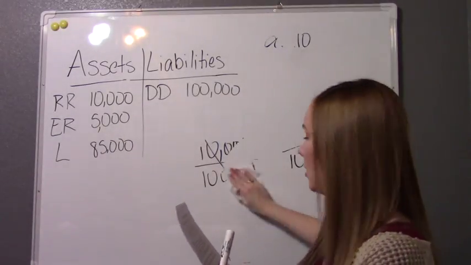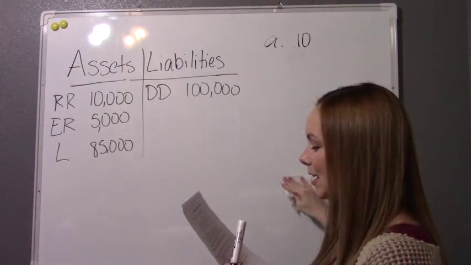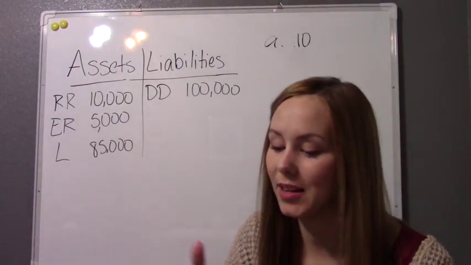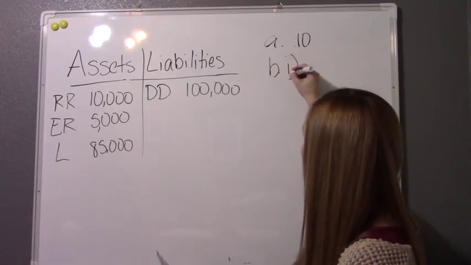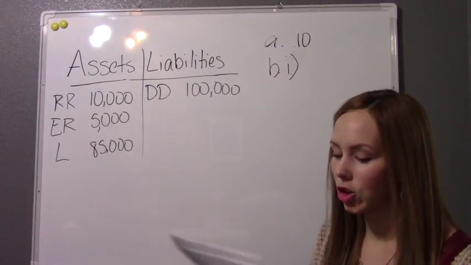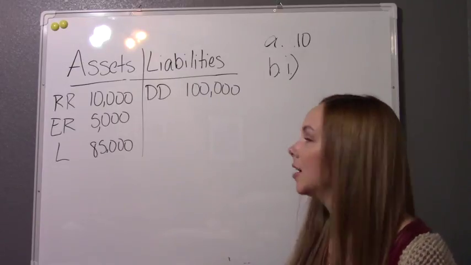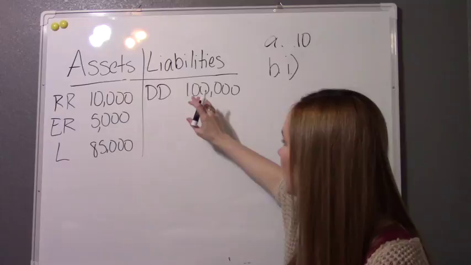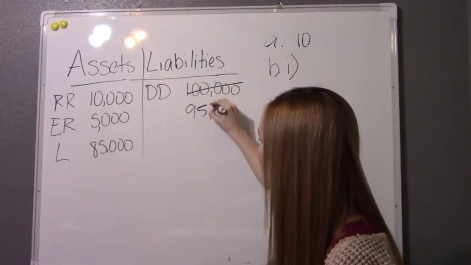Part B says, assume that Lewis withdraws $5,000 in cash from his checking account at Meteor Bank. The first part asks, by how much will Meteor Bank's reserves change based on Lewis's withdrawal? So he goes to his bank and takes $5,000 out of demand deposits. So this is now $95,000.